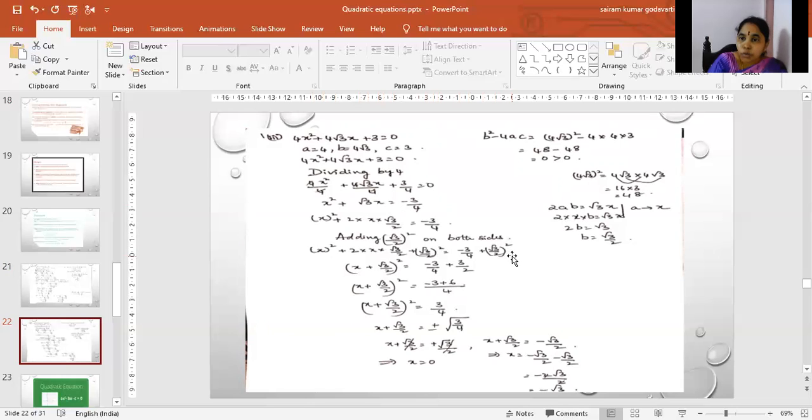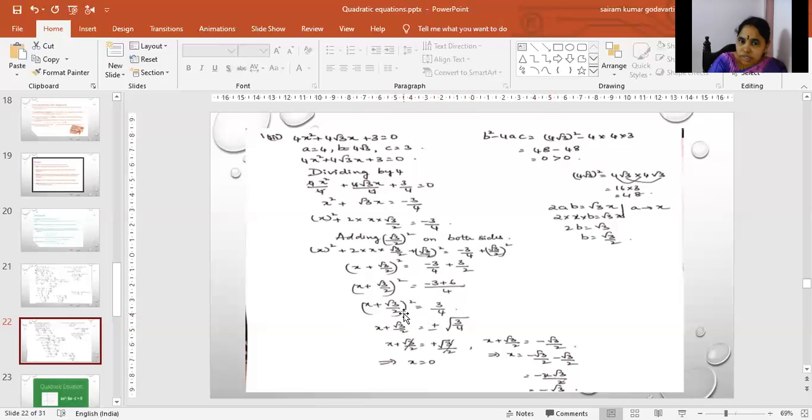Remember, the roots can be positive, negative, fractions, or even in roots. Understood? It should be only a real number. Understood? Rational and irrational together are real numbers. So you can get it in roots also. Now this is x plus root 3 by 2 whole square is equal to minus 3 by 4 plus 3 by 2. Now taking LCM and simplifying it, it is plus 3 by 4.